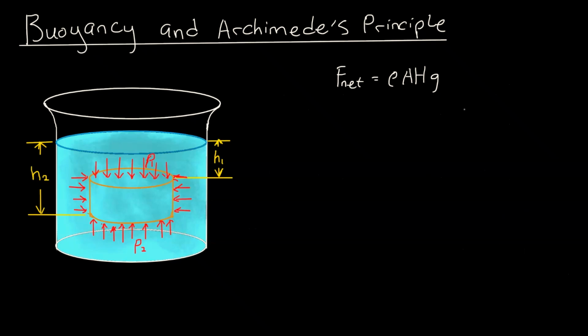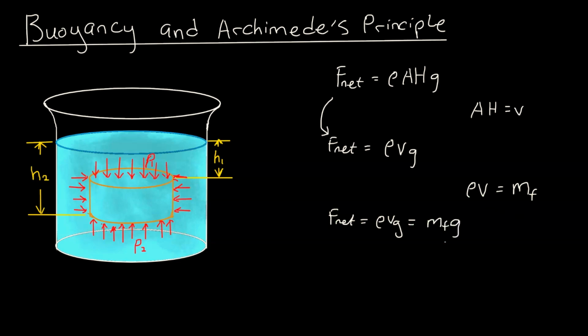Taking a closer look at this, we see that AH, which is the cylinder's cross-sectional area multiplied by its height, gives us the cylinder's volume. And this volume is also the volume of fluid displaced by the cylinder. So the product, rho V, gives us the mass of the fluid displaced, and rho V g is the weight of the fluid, which takes up a volume equal to the volume of the cylinder. The net force experienced by the cylinder is therefore equal to the weight of the fluid displaced by it. This is the buoyant force acting on the cylinder, and it points upward.